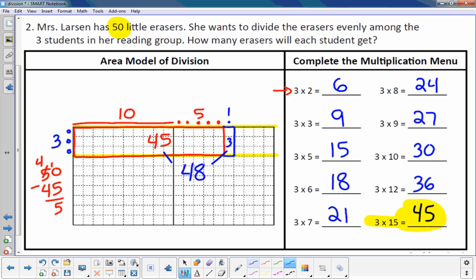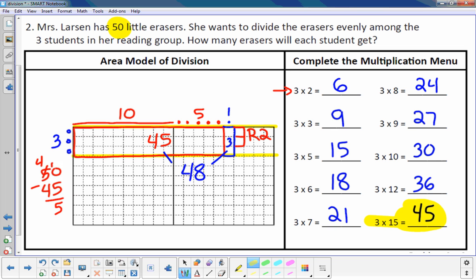How close am I to the number 50? I'm 2 away. Well, I got to put in 2 little squares or tiles. And that's going to be a remainder because it does not complete a column of 3. So I have a remainder of 2.